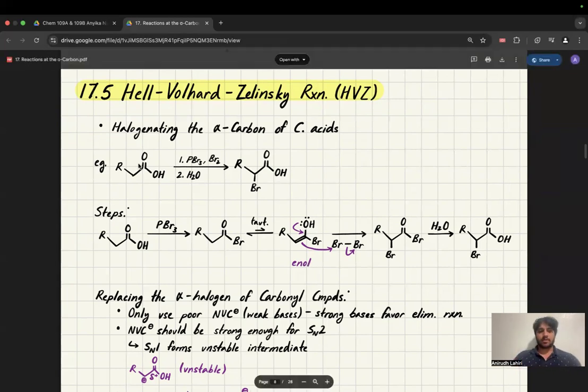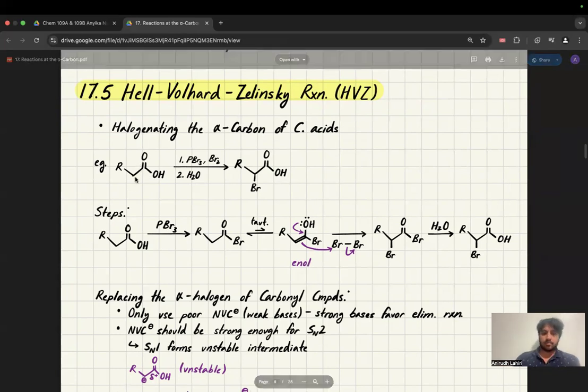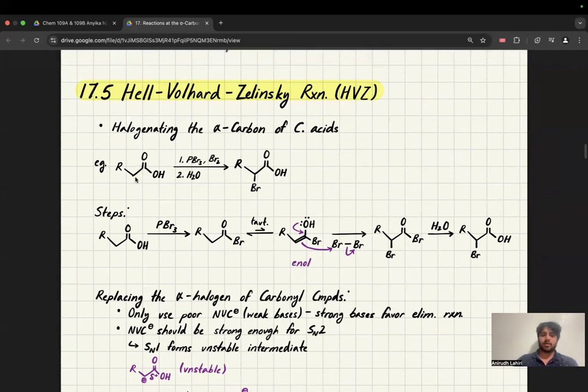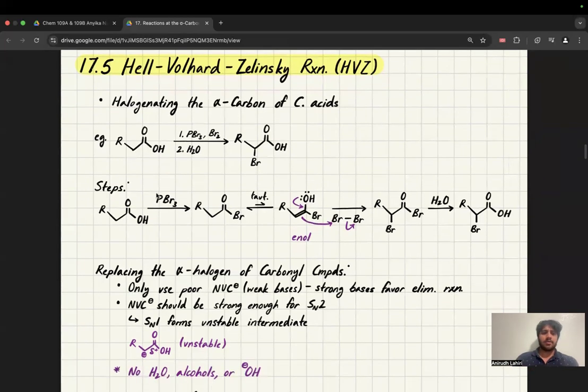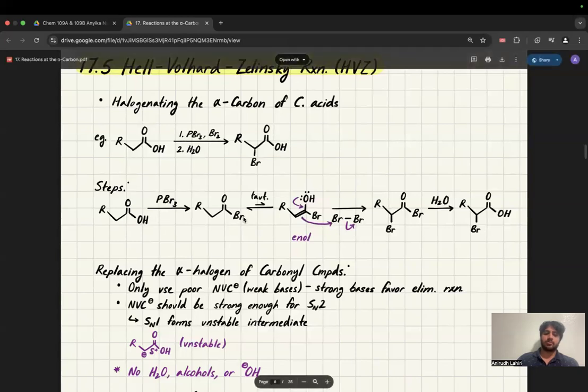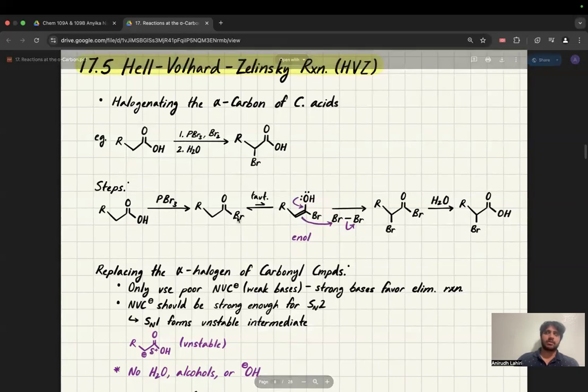What's going on here? So we start with a carboxylic acid. This first reagent, I think it's sufficient to understand that it'll convert an OH into a Br. I don't think you're on the hook for the mechanism for that, so I wouldn't worry too much about that.